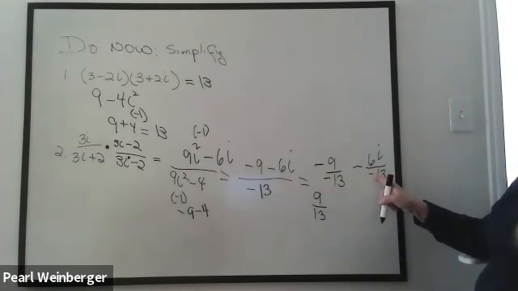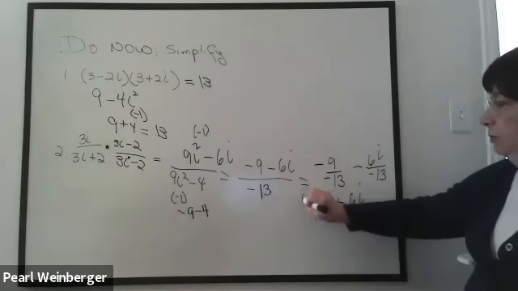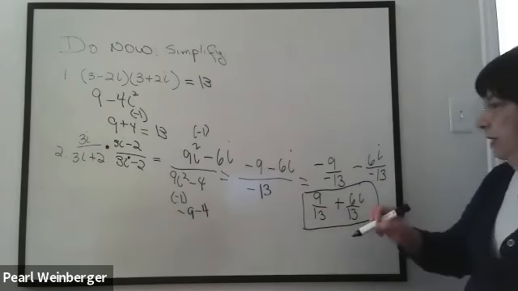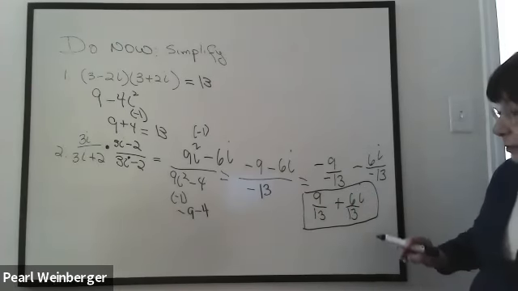Again, this is a negative over a negative. I'm subtracting and I'm dividing by a negative. I have two negatives, it becomes a positive. So this becomes 6i over 13. And this would be our answer in what we call a plus bi form. And that's usually the way they want it to be given.